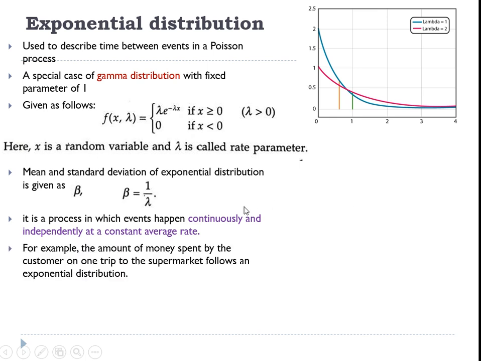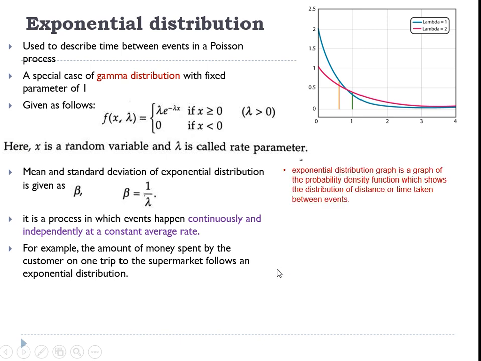Basically, the exponential distribution describes a process where events happen continuously and independently at a constant average rate. As for applications, you can use it for a supermarket case study, where the amount of money spent by a customer on one trip to the supermarket will follow an exponential distribution. The exponential distribution graph is a graph of the PDF, the probability density function, which shows the distribution of distance or time taken between events.